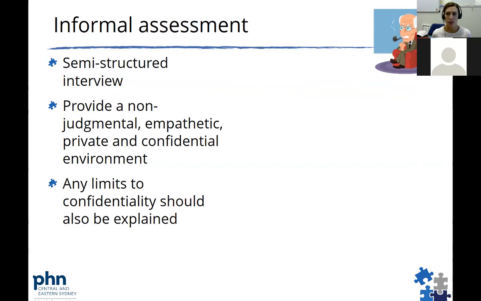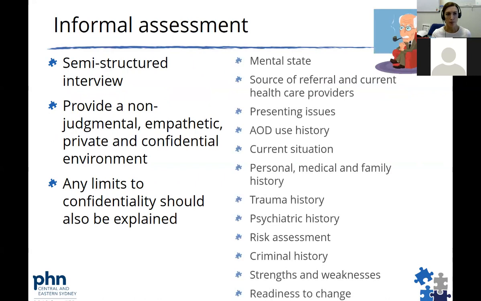Components that should be covered in the informal assessment include the mental state, source of referral and current healthcare providers, presenting issues, AOD use history, the current situation, personal, medical and family history, trauma history, psychiatric history, risk assessment, criminal history, strengths and weaknesses, and readiness to change. So I'll go through each of these in a little bit more detail.